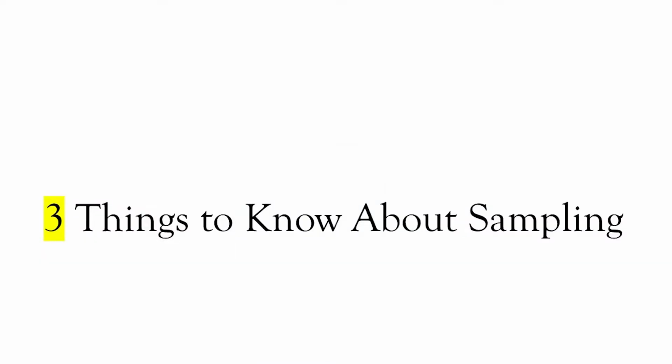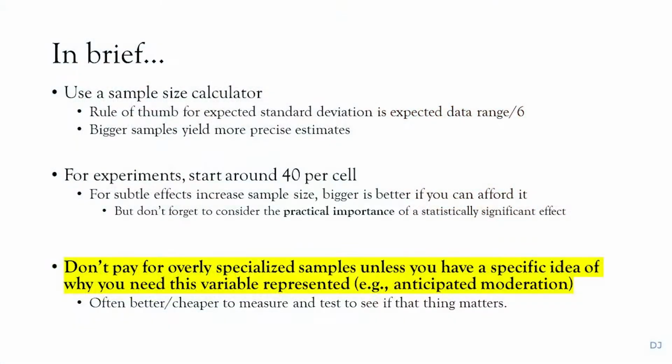All right. 3 things to know about sampling. When we're creating these groups, if it's a between subjects design, for instance, how do we get these people? We want to use a sample size calculator. We want to think about how big our effect is going to be, and think about, okay, how many people will we need to get to statistical significance with such an effect? There are online calculators that you can use for that.